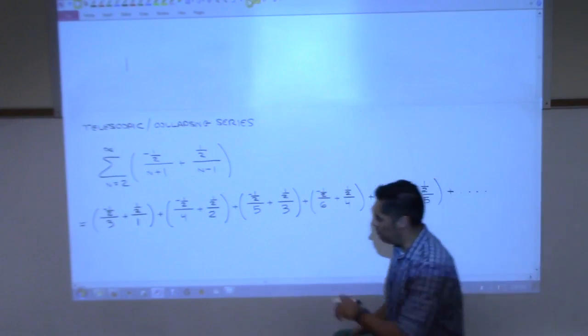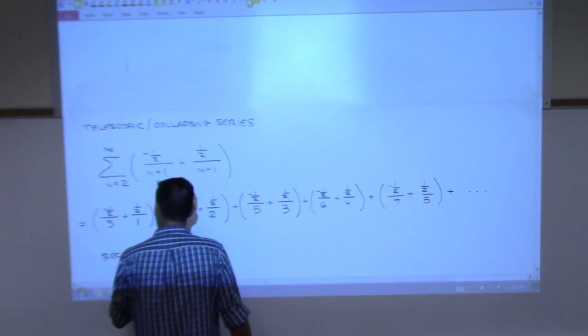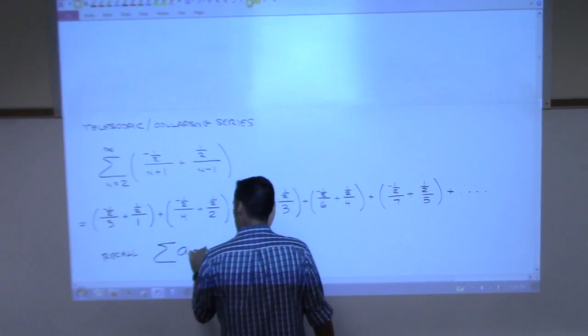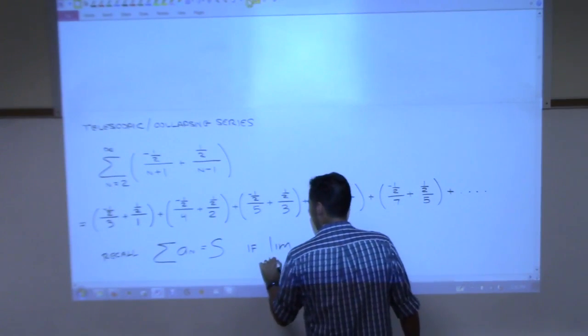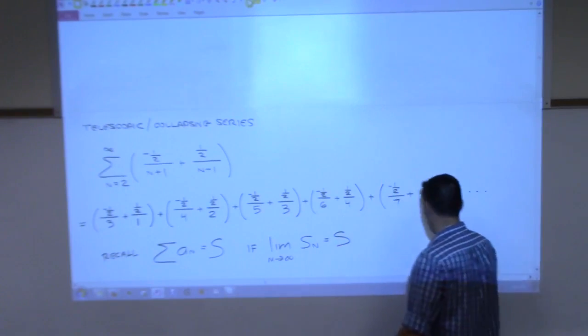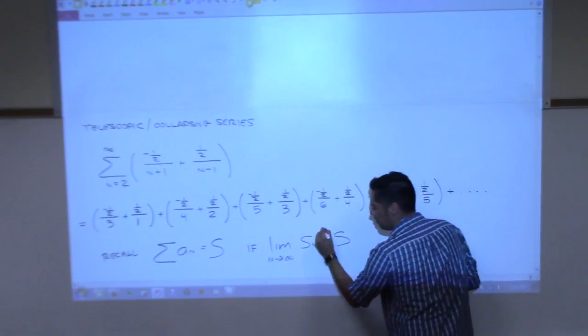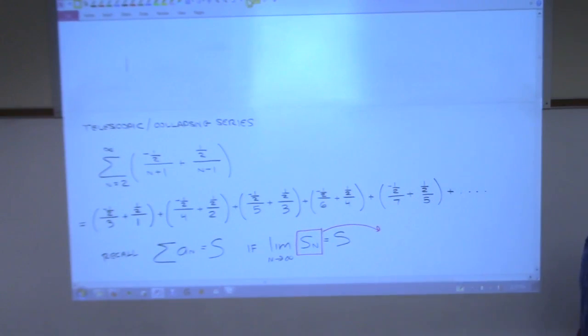So recall this from when we first started talking about series. Recall that we would say that the sum of some series was equal to S if the limit as n went to infinity of S sub n equals S. That was a definition that we had. Does anybody remember what this was? We had a special name for it. Capital S sub n. No?